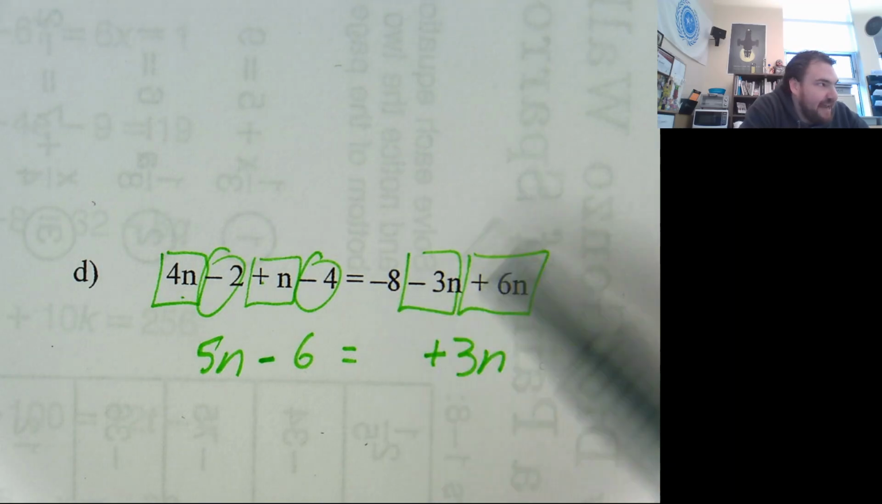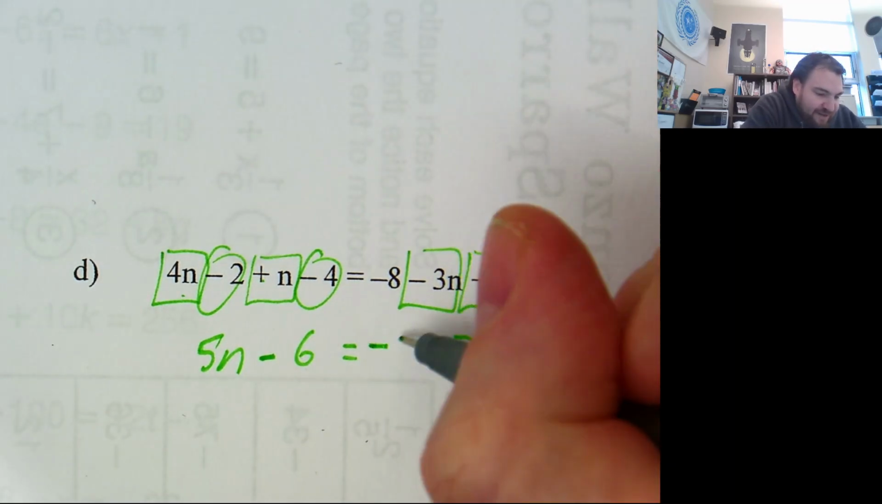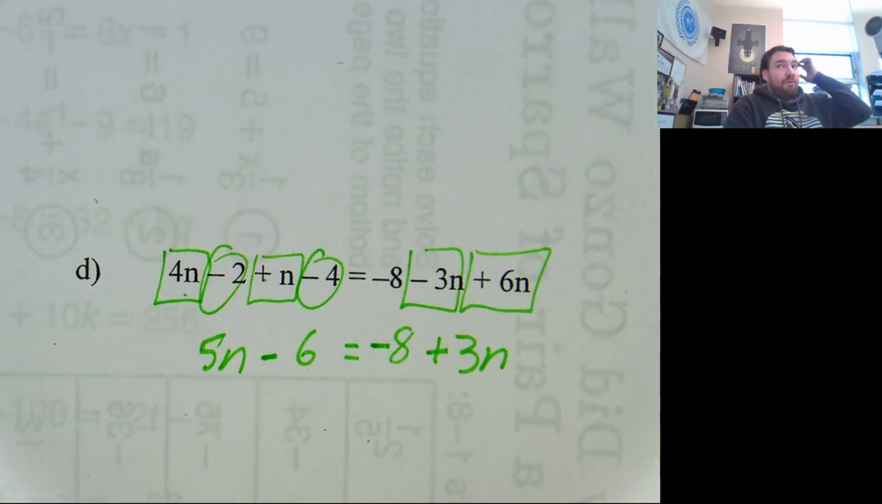The negative 8 hasn't happened yet, so let's just toss down the negative 8 there. And now, we are going to, you don't have to do it both ways.